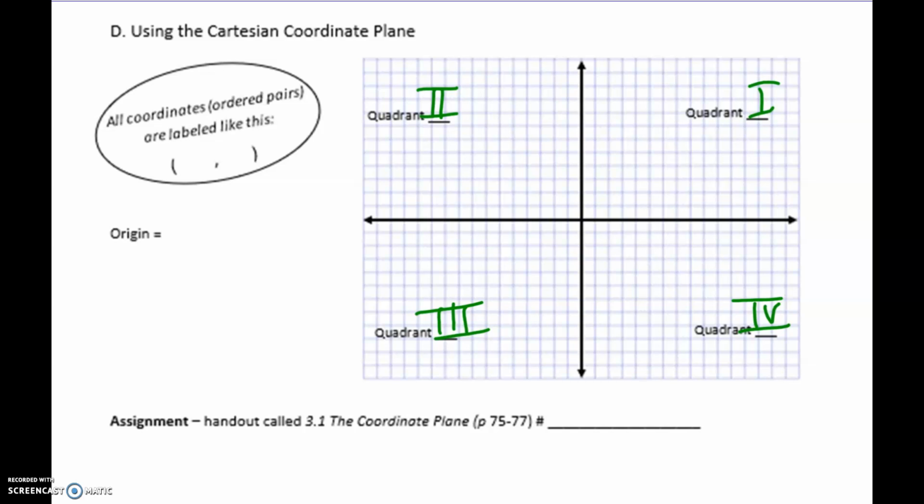Remember that all coordinates, all ordered pairs, are always the x-coordinate, this is the x-axis, comma, the y-coordinate, and the up and down, the vertical, is the y-axis. Of course, the origin, when we talk about that, that's 0 on the x and 0 on the y. That's this spot here. Okay?